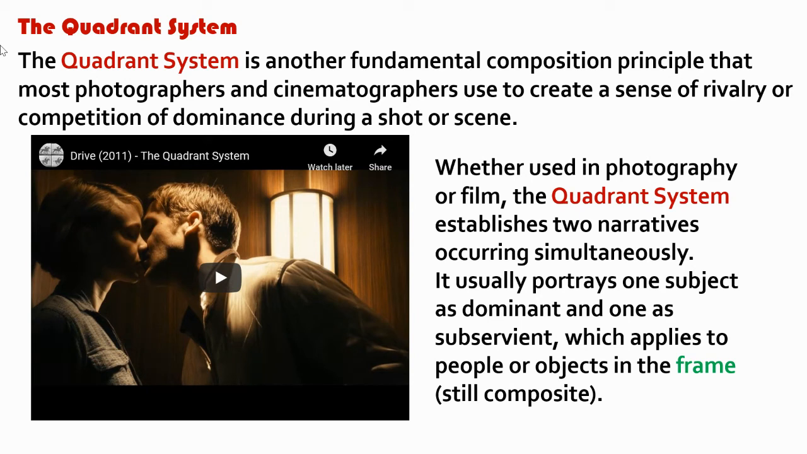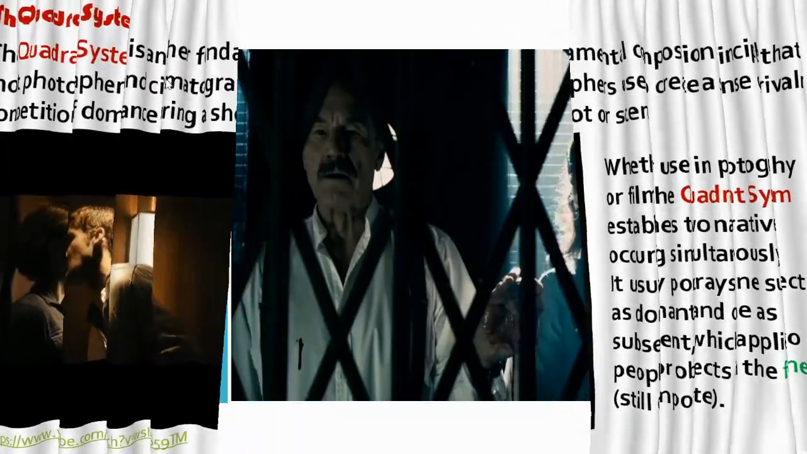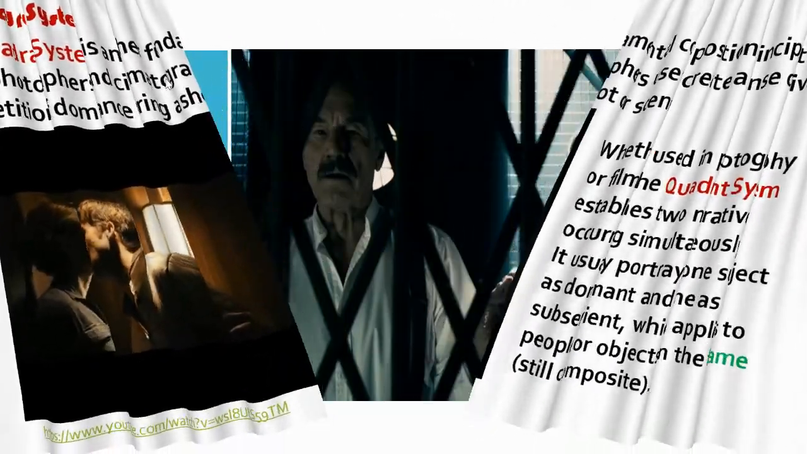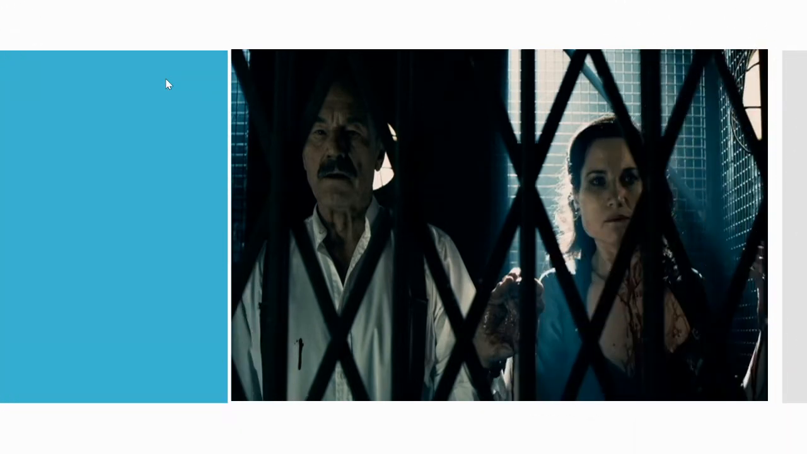It usually portrays one subject as dominant and one as subservient, which applies to people or objects in the frame, right? Or still composite, right? And then again, I'll post a video as well, but it is kind of an important aspect. So one of the great examples that we've seen so far is Macbeth. Macbeth, with the quadrant system, uses a lot of important aspects. So let's look at how it's functioning in just this shot alone.